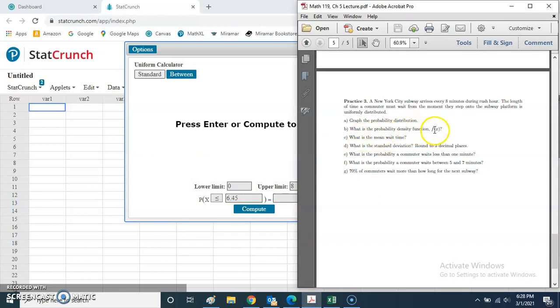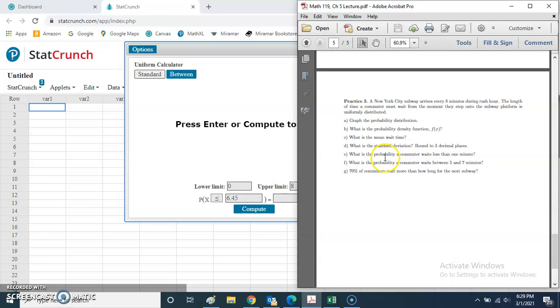Probability density function, f of x, right? We can't do that stuff in StatCrunch. The f of x, we can only do the probability function, the p. What is the mean wait time? Yeah, we just got to know how to do that on our own, right? In this case, we take our a and our b and we average them, right? 0 plus 8 divided by 2. We know the average is 4. What's the standard deviation? Okay, well, again, we just got to know the formula for that.